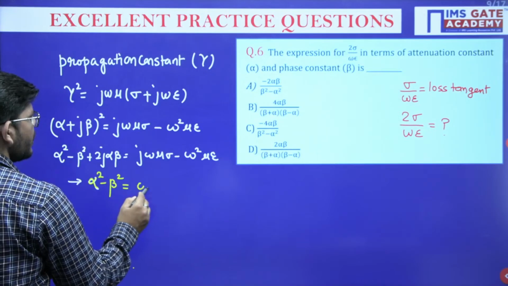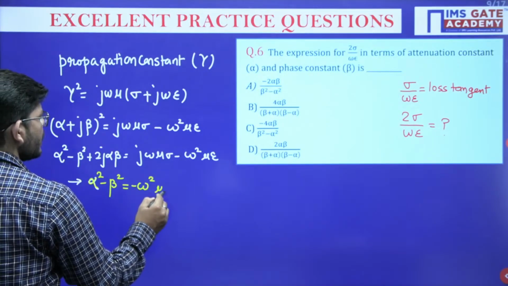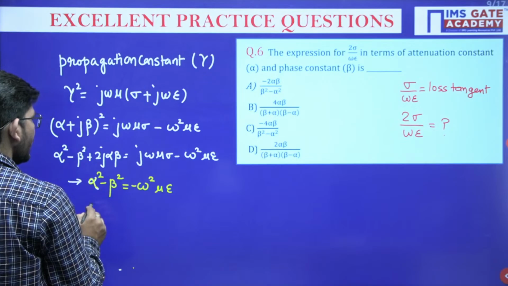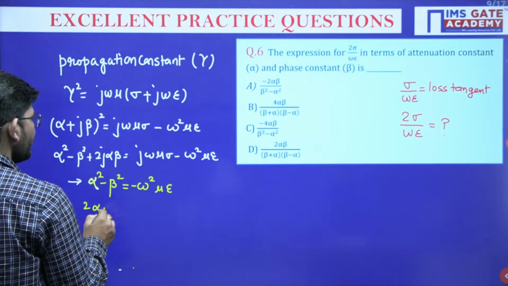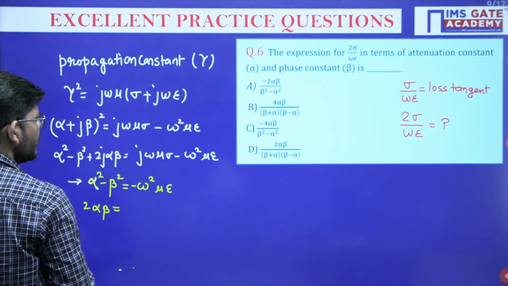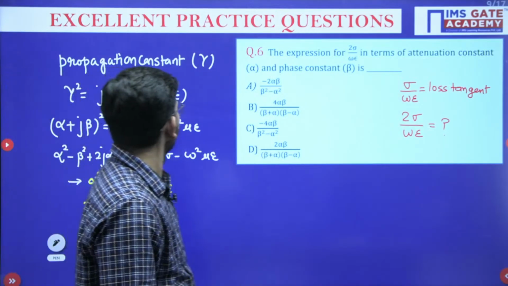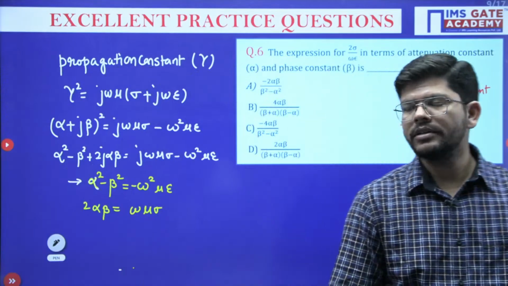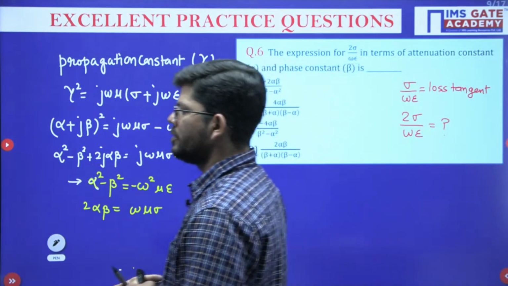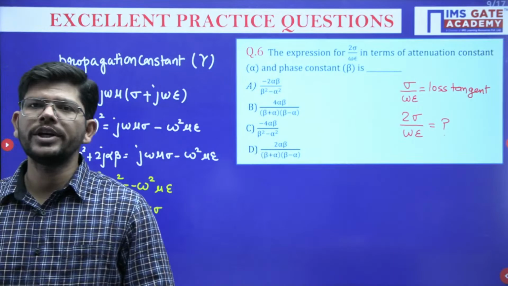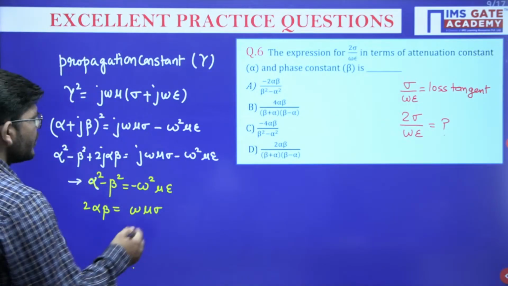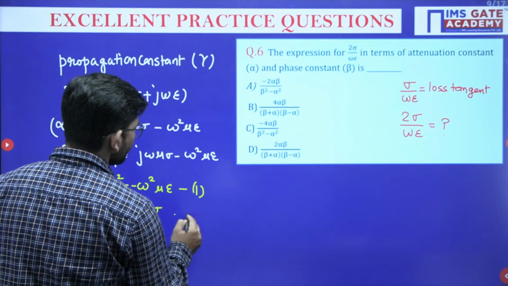That will be the real part, which is minus omega square mu epsilon, and alpha twice alpha beta. That part that you will be getting is omega mu sigma. Yes or no? This is what we will be getting here. So these are the two equations that we have. Let me call this equation 1 and let me call this equation 2.